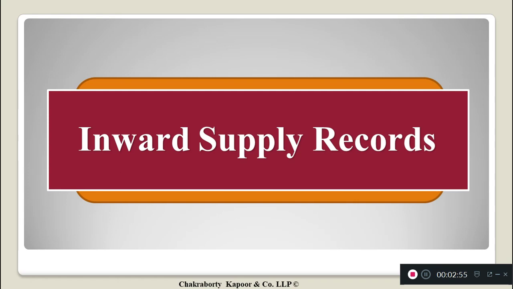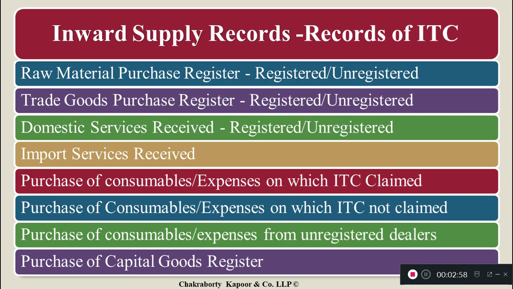Inward supply records, these are also called records for input tax credit. We have to maintain records for inward supply as purchase of raw material register separately from registered dealers and from unregistered dealers, and purchase of traded goods separately for the purchase from registered dealers and from unregistered dealers, and purchase register for domestic services, which also has to be separate for the purchase from registered dealers and from unregistered dealers.